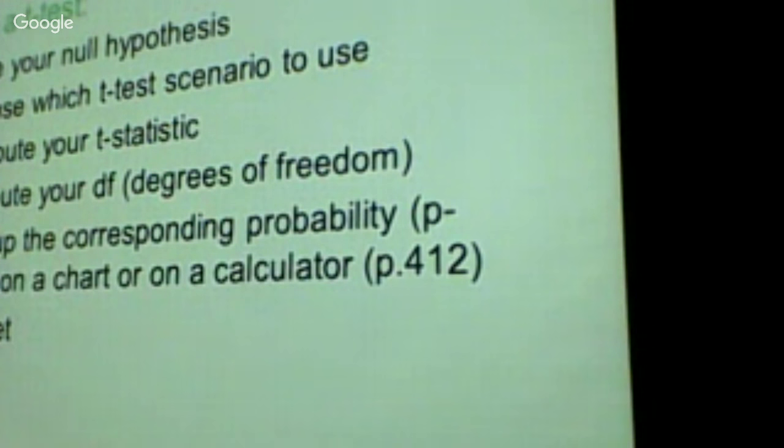And remember, if it's an external standard, it's a one sample t-test. For two different samples, then an independent sample t-test. And if the same sample is being tested twice, it's a dependent sample t-test. Just throw that through your head.